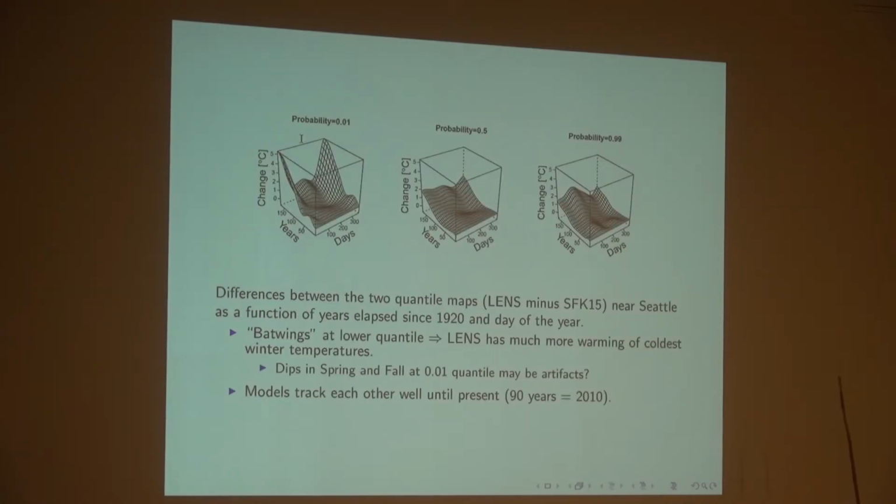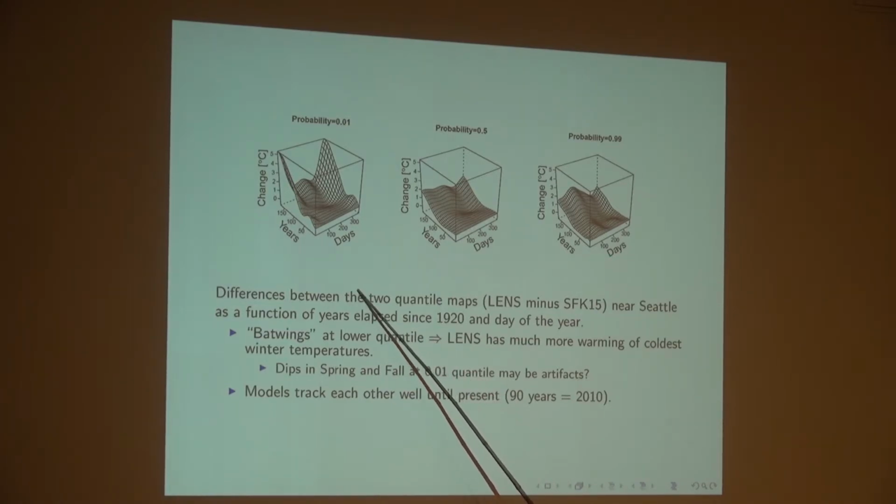All right, so what is this picture here? This picture is just the differences between the two quantile maps. Those quantile maps are the transformation. You take a quantile in the present and you say how much is that quantile going to change in the future. And this is looking at the grid cell near Seattle. And so year 0 is 1920, and then it goes up to about 2090 or something like that.